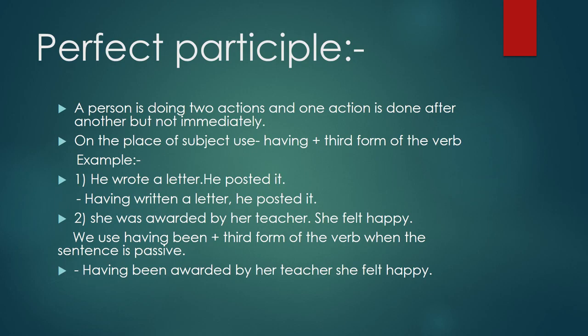Now look at example number 2. She was awarded by her teacher. She felt happy. So this is a passive sentence. In a passive sentence, we use not only having plus third form, but also having been plus third form of the verb. Right? So having been awarded by her teacher, she felt happy.